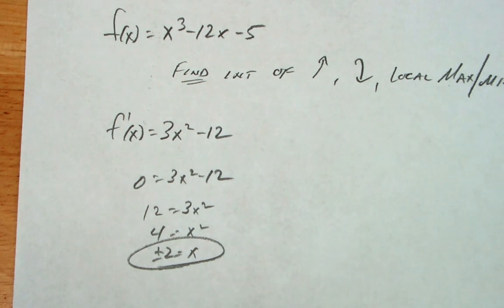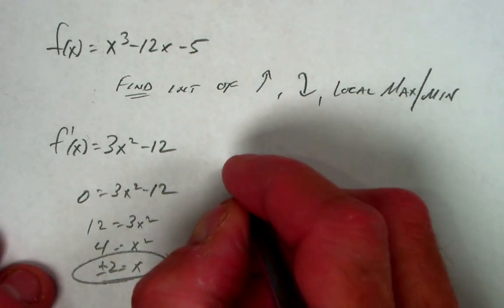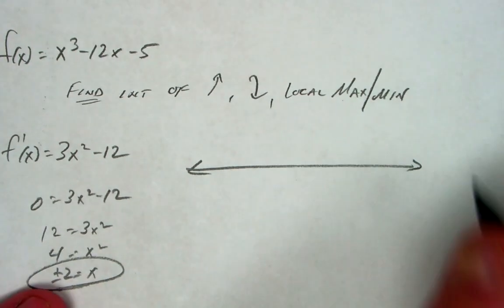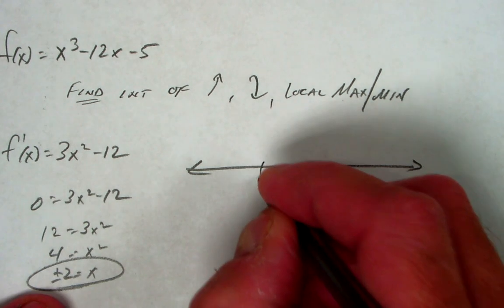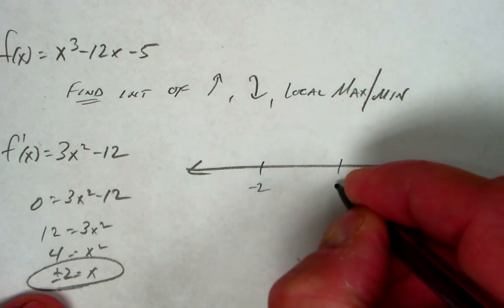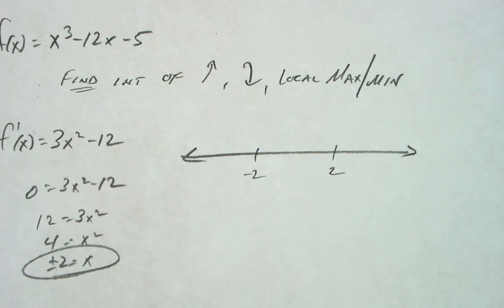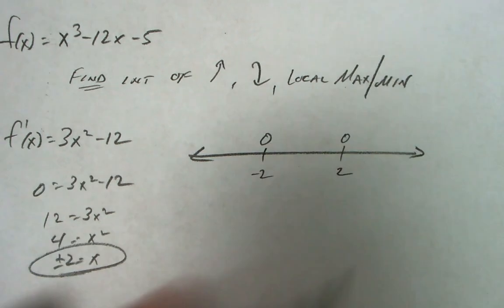Then we can do what we talked about briefly yesterday. We can just make a graph of my slopes, a line of my slopes. -2, +2. Why did I plot those? Because here, my slope is 0. Here, my slope is 0.